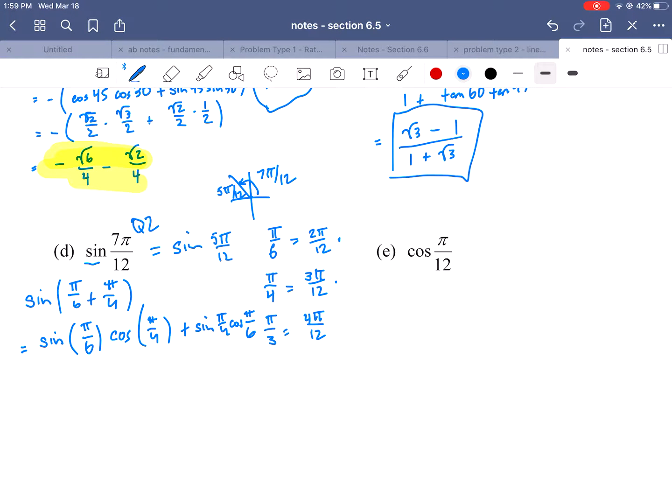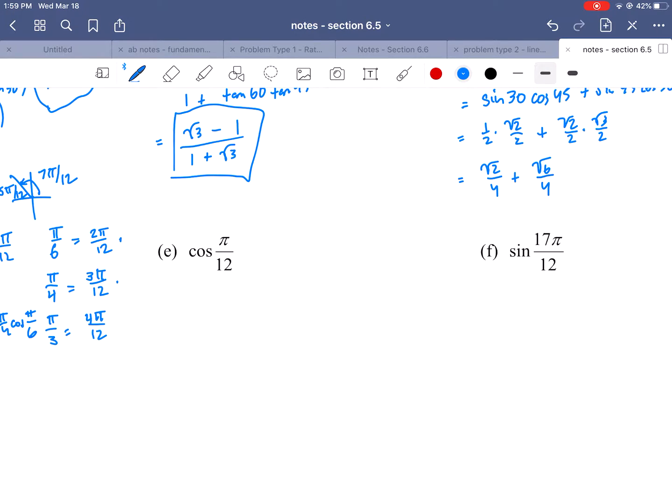And so now we're ready to go with the exact values. Sine of pi over 6 is 1/2. Cosine of pi over 4 is square root of 2 over 2. Sine of pi over 4 is also square root of 2 over 2. And cosine of pi over 6 is square root of 3 over 2, which ends up being square root of 2 over 4 plus the square root of 6 over 4.